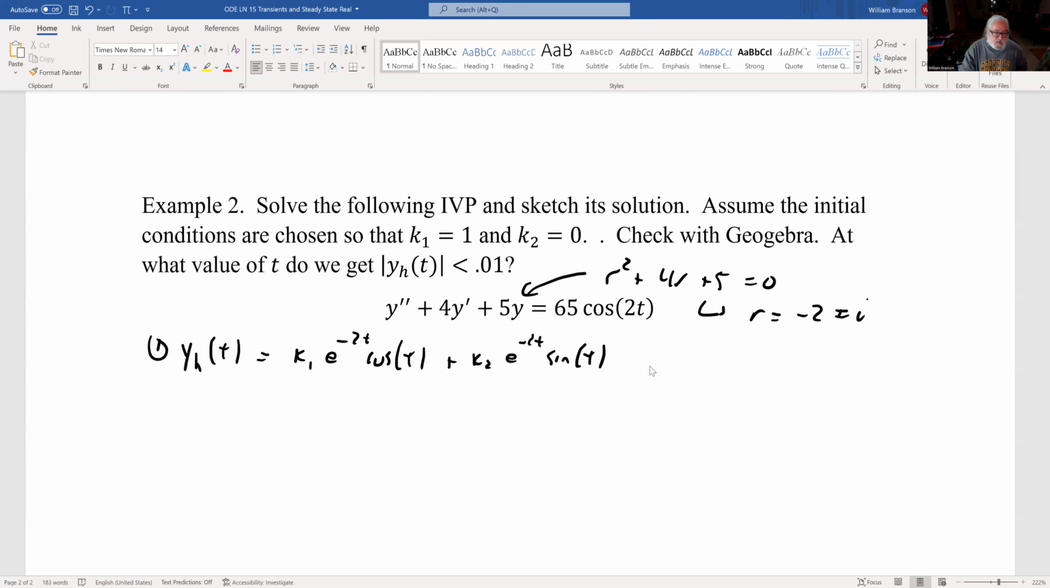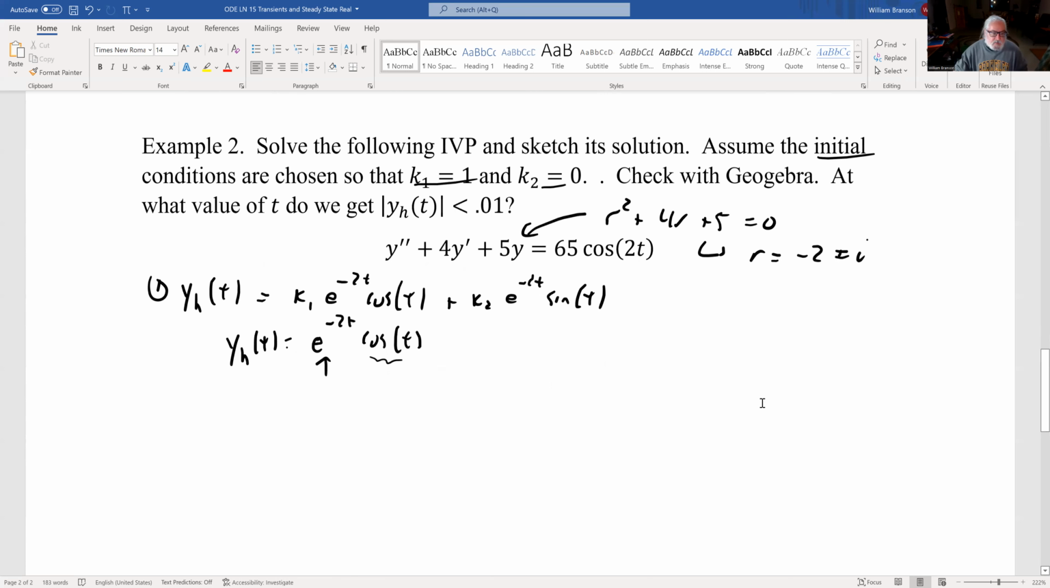We're just assuming, to simplify things a little bit, because we're not really interested in the algebra, that k1 equals 1 and k2 equals 0, so that our homogeneous solution is e to the minus 2t cosine t. So this is an underdamped system because we've got a complex eigenvalue, but the negative exponential again is going to force the homogeneous solution to 0.